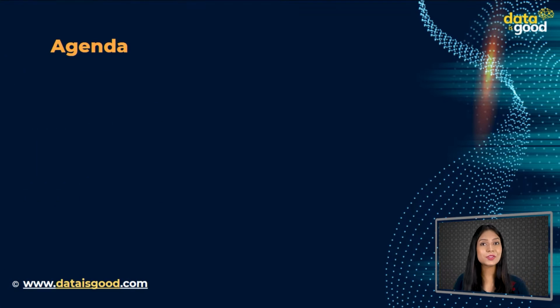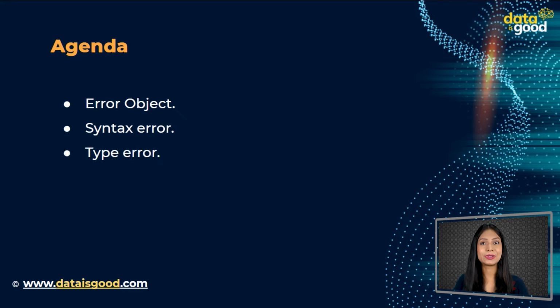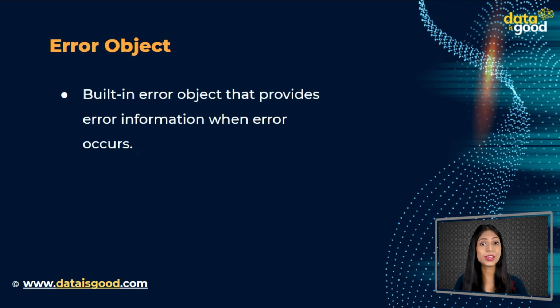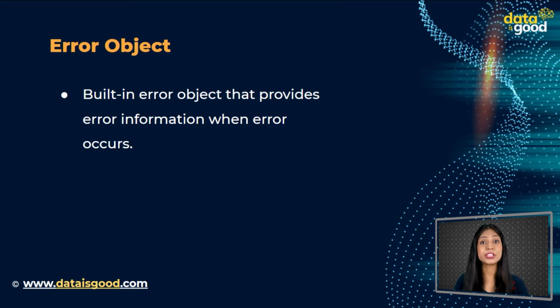Let us quickly see the agenda. We will start off with the error object, then we will see the syntax and type errors with their examples. First, let us learn about the error object. JavaScript has a built-in error object that provides error information when an error occurs. The error object provides two useful properties, name and message.